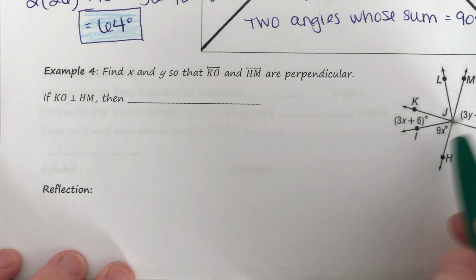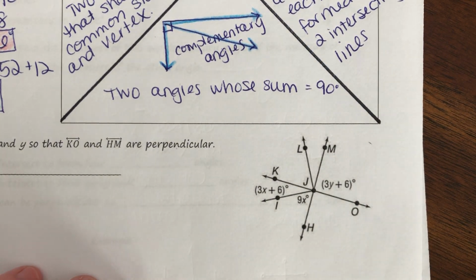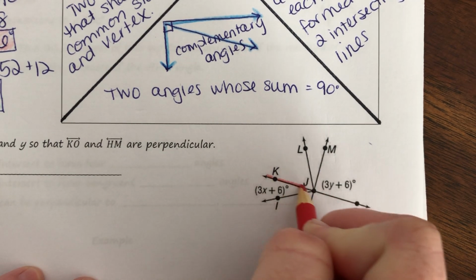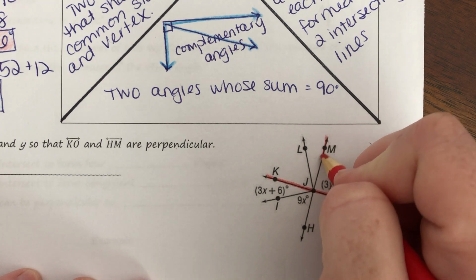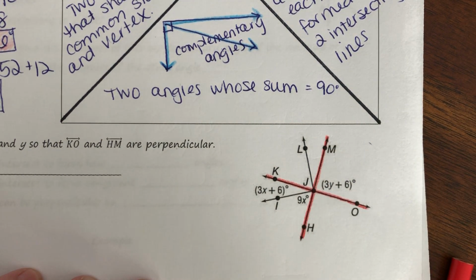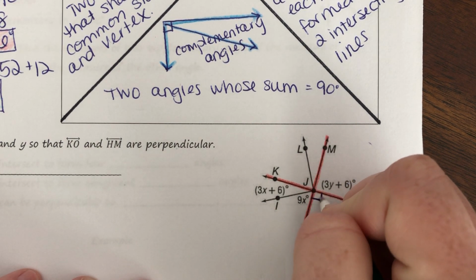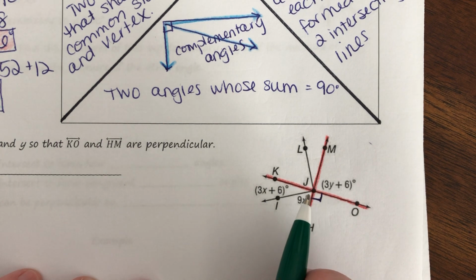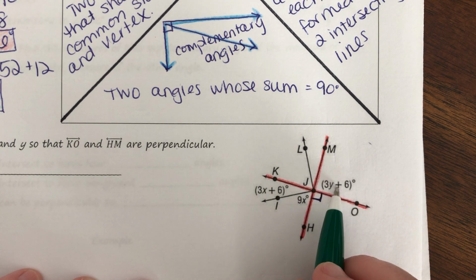All right, find x and y so that line KO and line HM are perpendicular. All right, and we're looking at this guy right here. So KO and HM are perpendicular. Here's KO, this straight line KO, and here's line HM. And they are perpendicular, which means that they form 4 90-degree angles, right? So this is 90, this whole corner is 90, this whole corner is 90, this whole corner is 90.